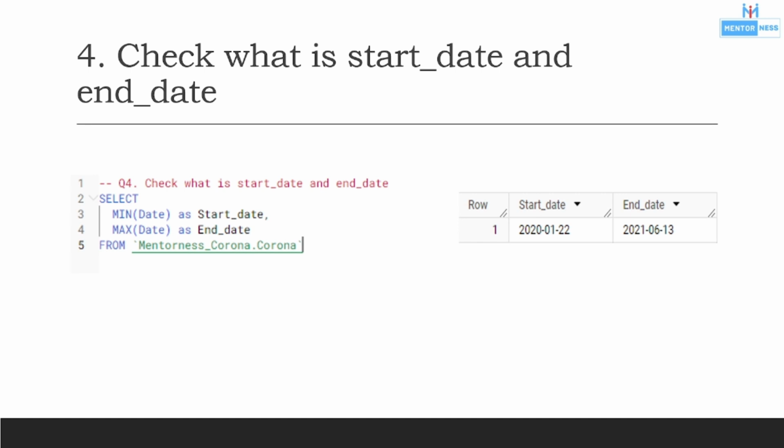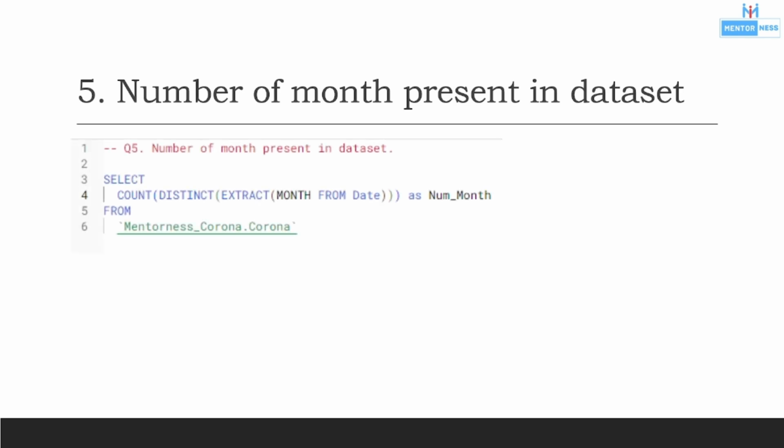And the fourth task is to check what the start date and end date are in the data set. So we need to check the minimum date for start date and maximum date for end date. The start date is 22nd of January 2020 and the end date is 13th of June 2021. And the fifth task is to check the number of months present in the dataset. So we will use distinct count to check the months available in the dataset. The total number of months is 12.